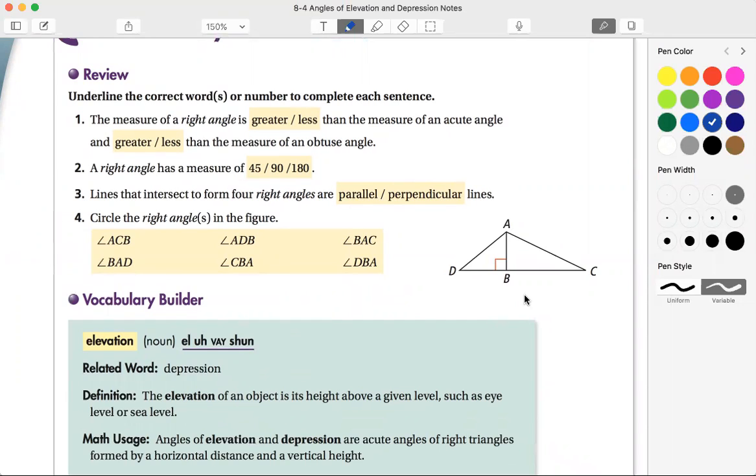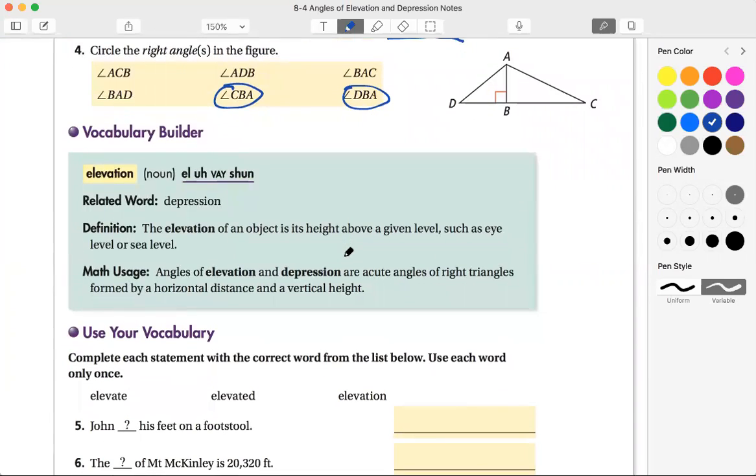So the measure of a right angle is greater than the measure of an acute angle and less than the measure of an obtuse angle. A right angle has a measure of 90 degrees. Lines that intersect to form four right angles are perpendicular lines. Circle the right angle in the bottom. So the right angles would be angles CBA and DBA.